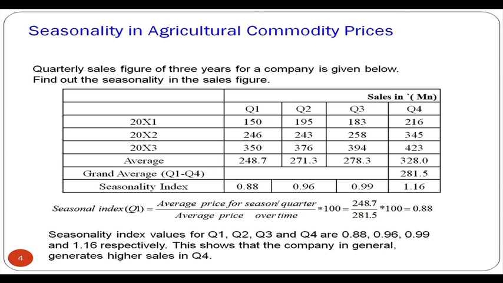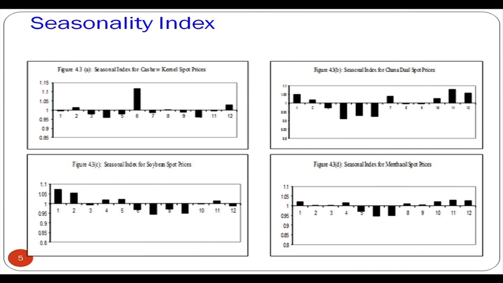Now let's go to the histogram which you are able to see in your slide in the PPT presentation. This is the seasonality associated with four agri-commodities, the seasonality associated with spot prices of these four agri-commodities. That is your cashew kernel, chana dal, soybean spot prices, and mentha oil spot prices.